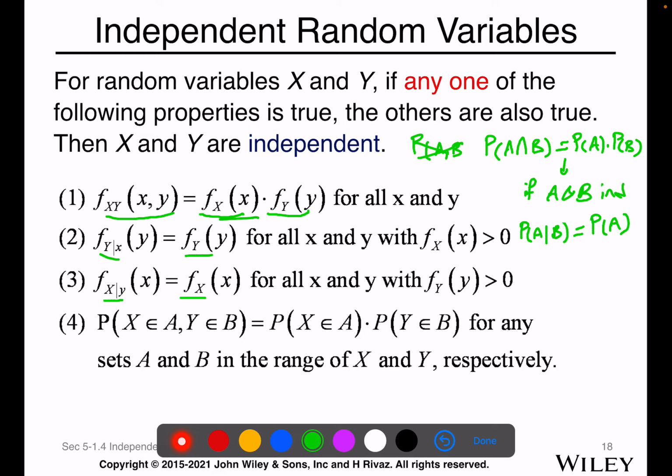And finally, the fourth one says that for any sets A and B, P of x in A and y in B, so here actually we could have written intersection, is equal to P of x in A times P of y in B. So the fourth one is really hard to check. Any ideas why? It's hard to the point that it's probably useless. We can't really prove two PDFs are independent using the fourth property.